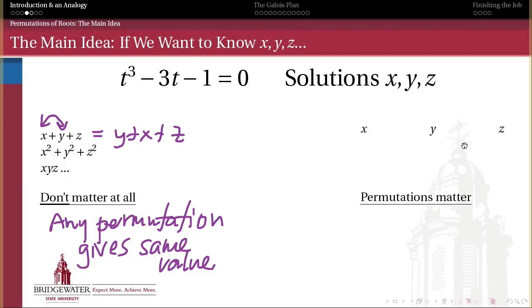So these polynomials over here have been crafted in a very careful fashion that makes it so that their value doesn't depend on which order we put their variables into them. Any permutation of x, y, and z is going to give each of these polynomials in x, y, and z this very same value.